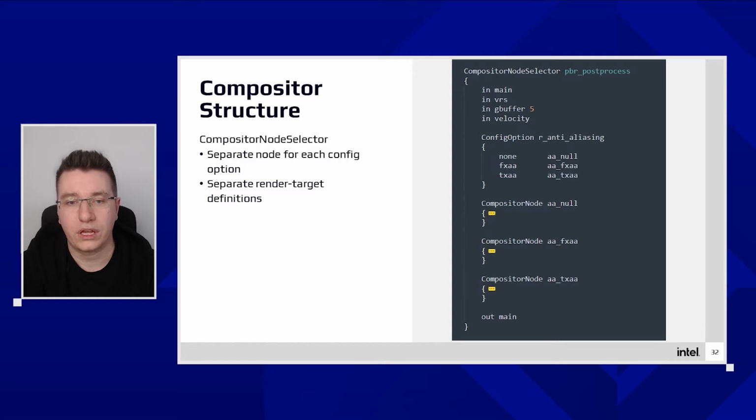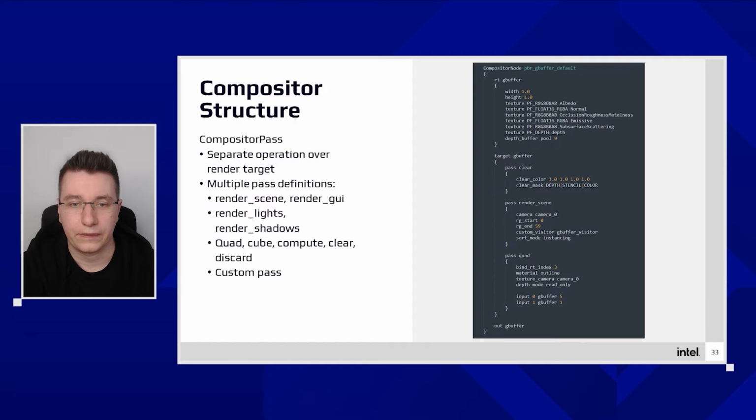I also want to mention the compositor node selector, which handles config option switching. Each compositor node has its own render target. The only requirement is to have the same input and output as the others. That makes our graph deterministic and simple to manage. As you can see on this screenshot, we have an anti-aliasing switch that handles turning on FXAA or TXAA support.